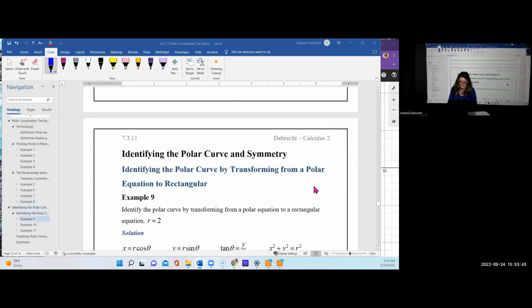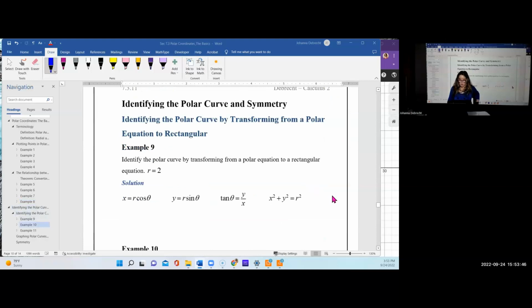Now we want to move on to something slightly different. This is what I call more of a play section, where we're going to identify the polar curve and identify some symmetry by looking at the curve. Now, you can do these without symmetry, but it definitely does help if you understand the symmetry of some of the polar graphs. So, for example, in example 9, it says identify the polar curve by transforming from a polar equation to a rectangular equation, and all we're given is r equals 2. If you remember what I said earlier in this video, you already know that this must be a circle of radius 2. But how would you get that if you didn't know that?